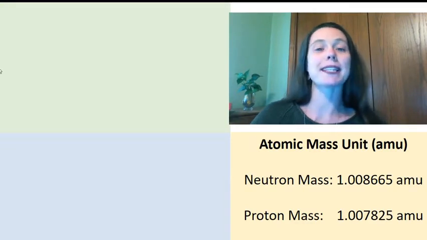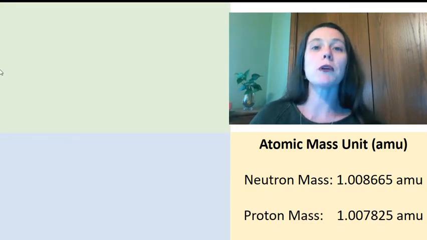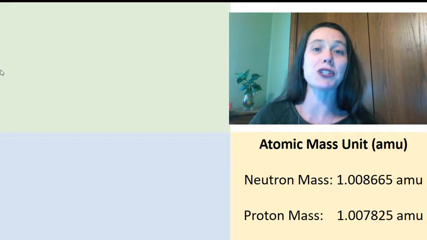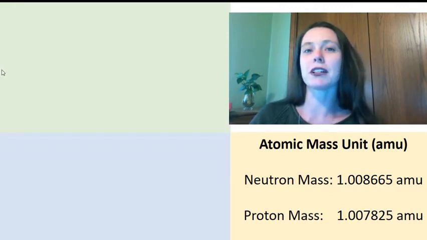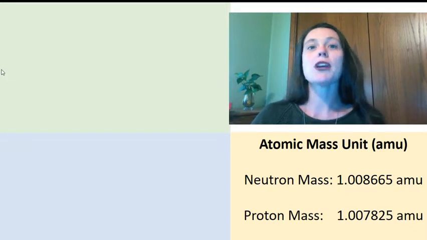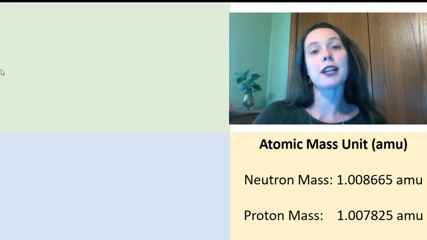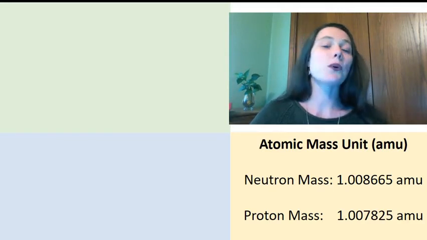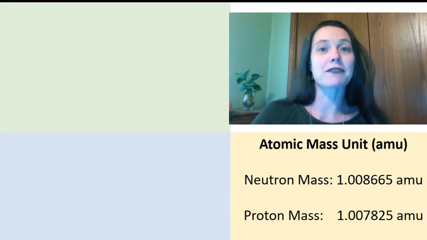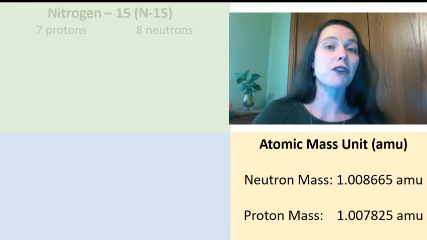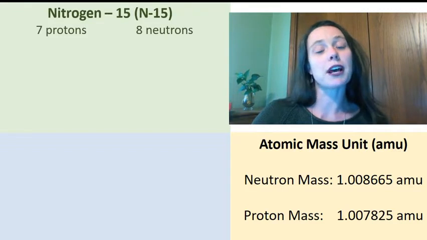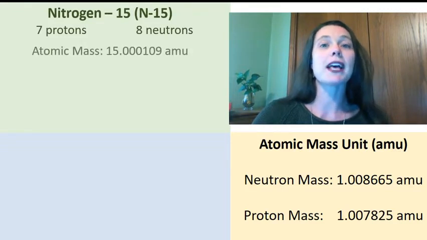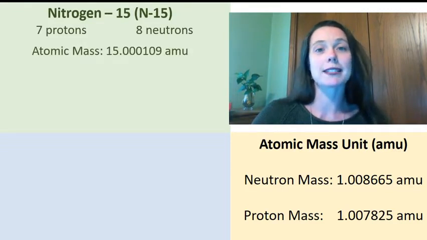As we compare the mass defect for these two elements, we will use the atomic mass unit as our unit of mass instead of the kilogram. It makes our calculations a little bit cleaner. You can see listed below the mass of a proton and a neutron in atomic mass units. In order to compare the mass defect for two elements, we will first of all need to know the number of protons and neutrons in the element, as well as its measured atomic mass.